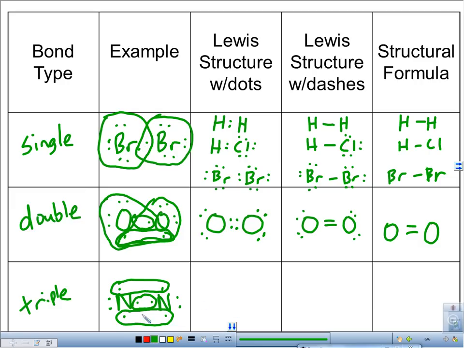The reason for the triple bond is if they only share 1 pair, they don't get to 8. If they only share 2 pair, they don't get to 8. But by sharing 3 pair, both nitrogens can get to 8. And here's how you'd show it. And then we have our lone pairs on the outside.